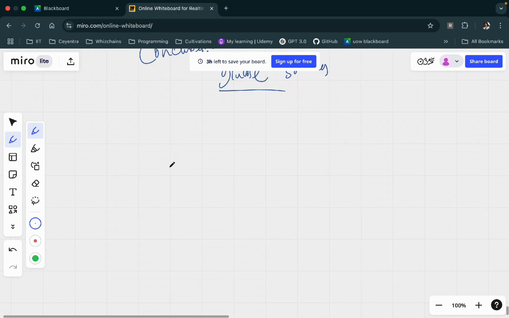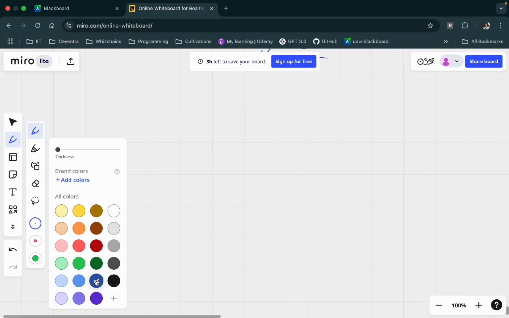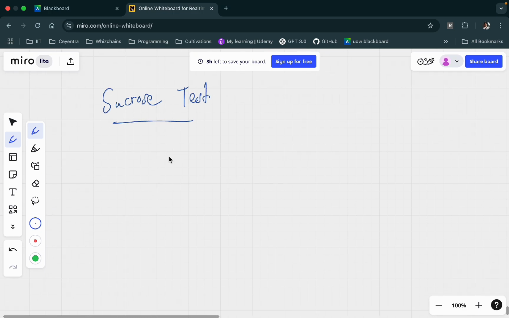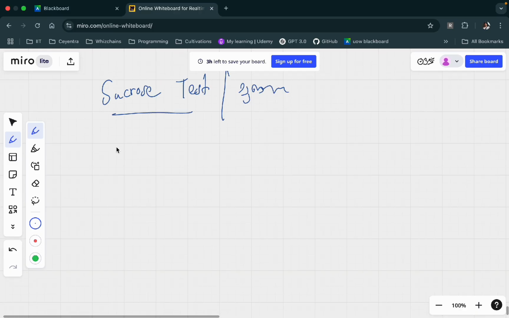Then the final test for carbohydrates. What is it? Test for sucrose. Then here also we will follow the procedure. Not the method. What is it? Items required.